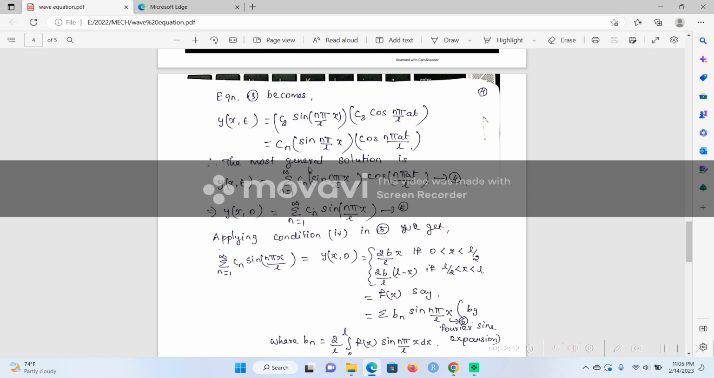So your most general solution is y of (x, t) equals summation n varies from 1 to infinity Cn sin(nπ/L x) cos(nπat/L). This is equation number 4, our final modified solution. Now we have to apply boundary condition 4 in this equation.